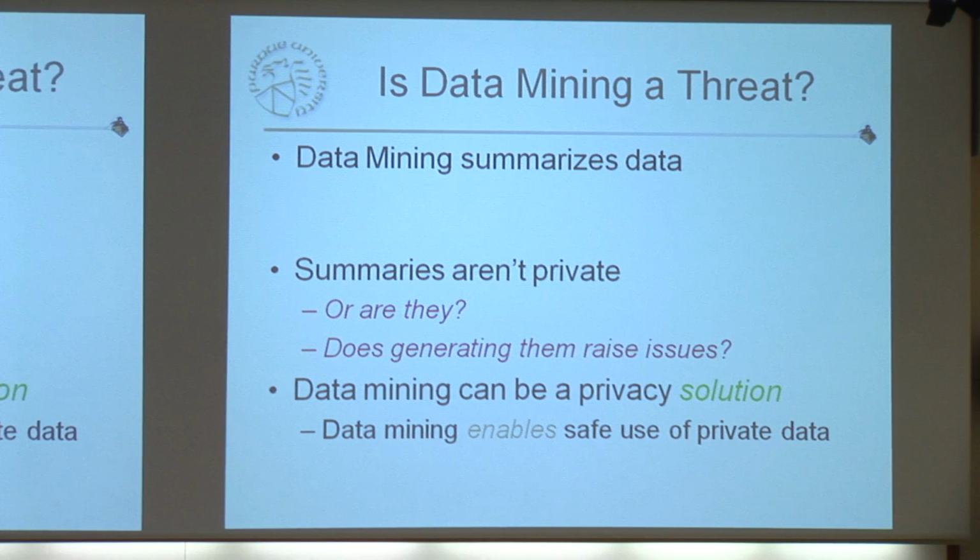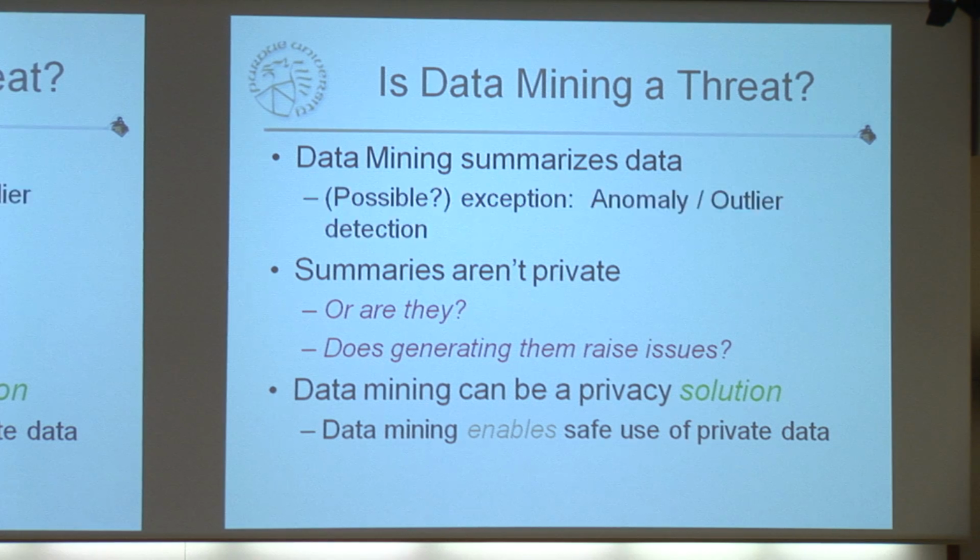So where's the problem? Is it the summaries, or is it generating them that raises the issues? Well, I claim a lot of the time it's how we generate those summaries that really causes the problem. There's a possible exception, anomaly or outlier detection. Well, that's really finding data about individuals or making predictions about individuals. That's potentially an issue.